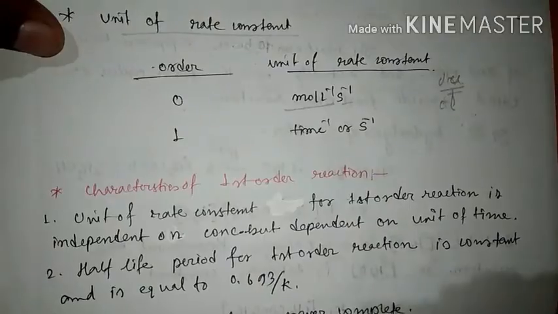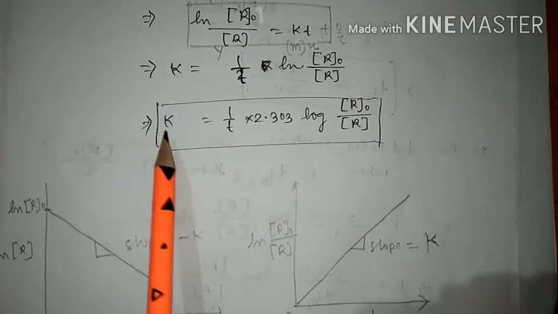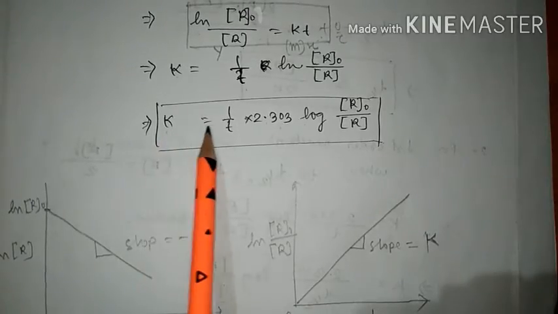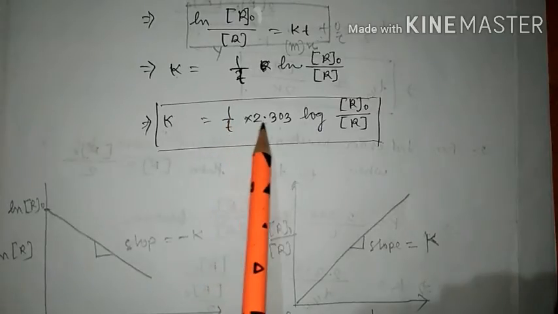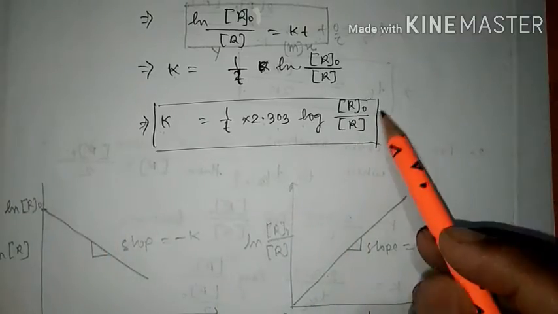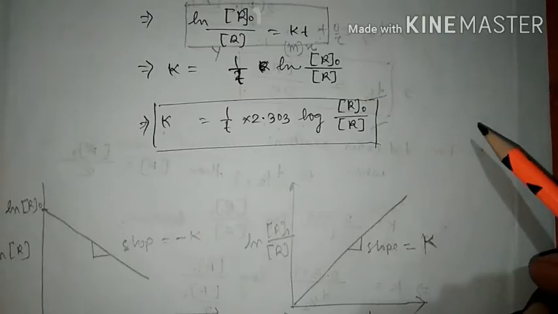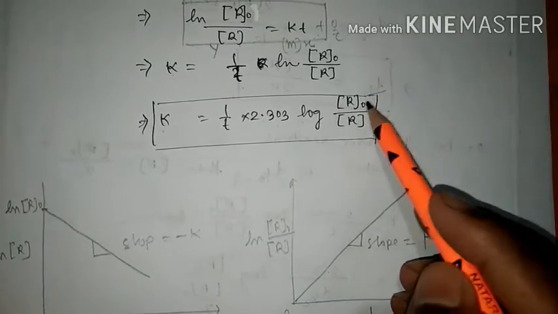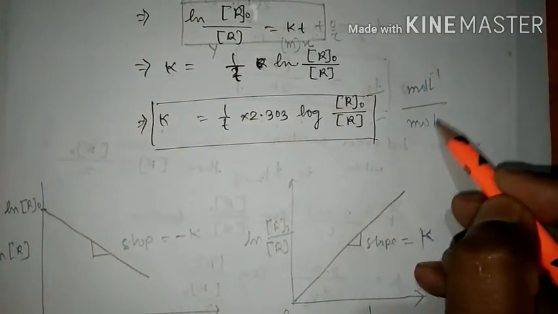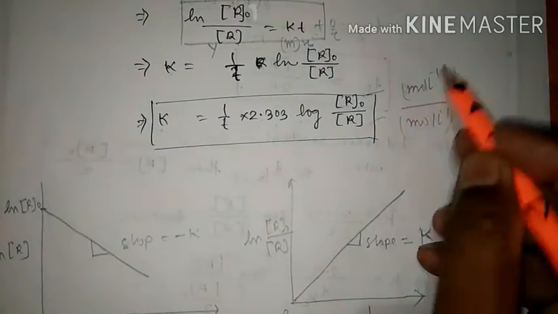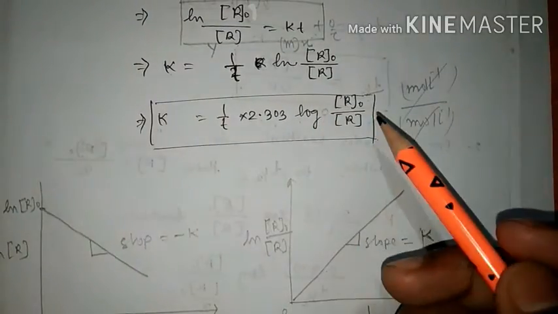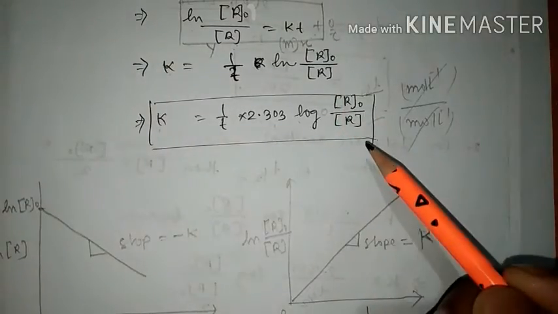How? See, as you know, the equation of the rate constant of a first order reaction is K equals 1 by t into 2.303 log of R naught divided by R. Now see, both of these are nothing but concentration, so the unit remains the same. Suppose we have taken concentration as mole per liter, and this one also mole per liter. Then mole per liter should cancel. That means it becomes log of 1, and log 1 means 0.